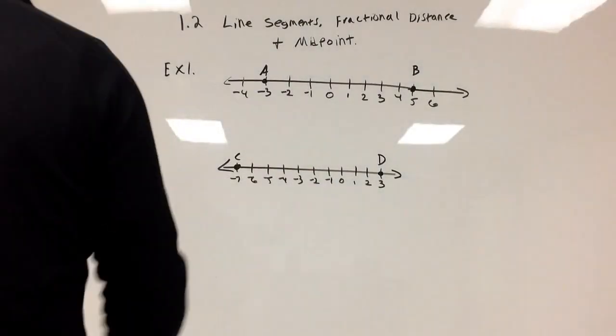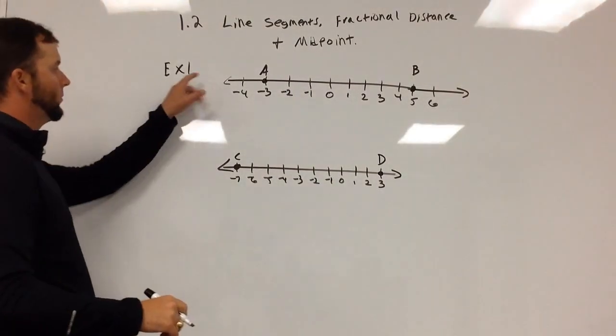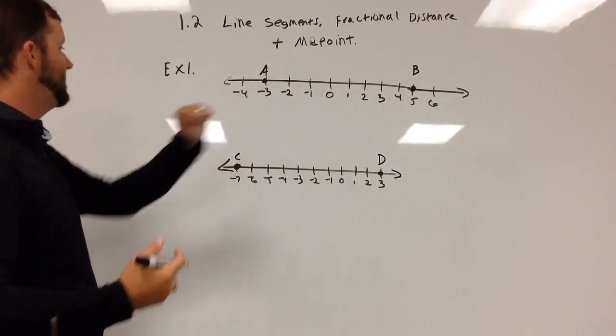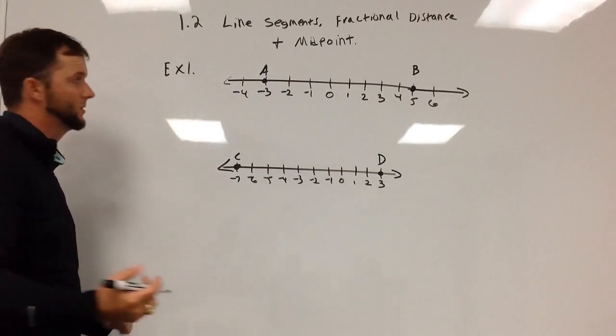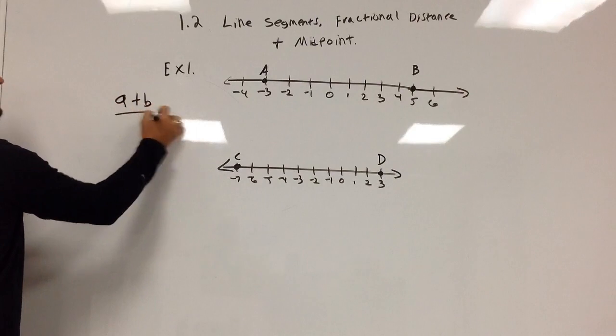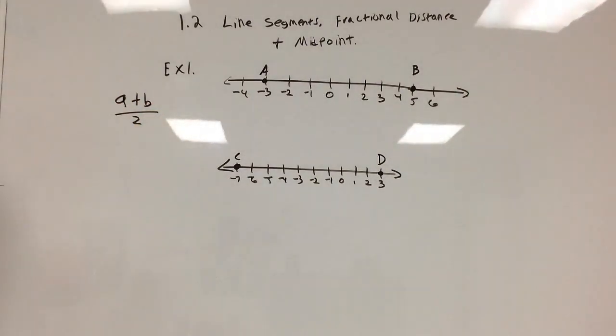Alright guys, so let's go ahead and narrow in on our examples here. On example number 1, I'm given 2 different examples. And what I need to do on A to B and C to D is find the midpoint of those. So I remember, I'm going to take the first coordinate, add the second one, and divide them by 2. Okay? And that's all I'm going to do.